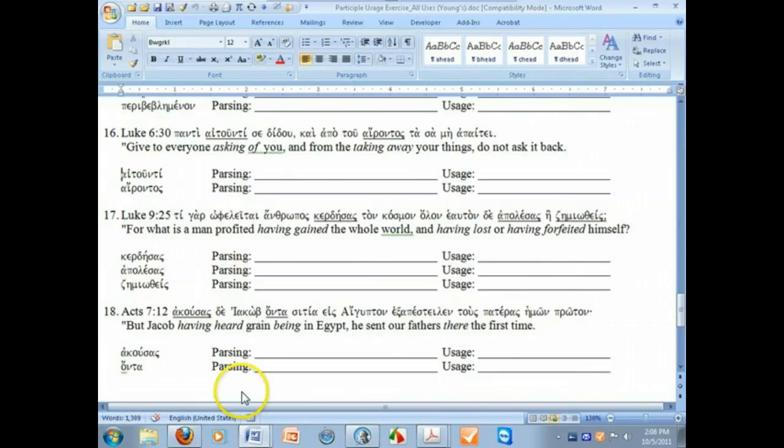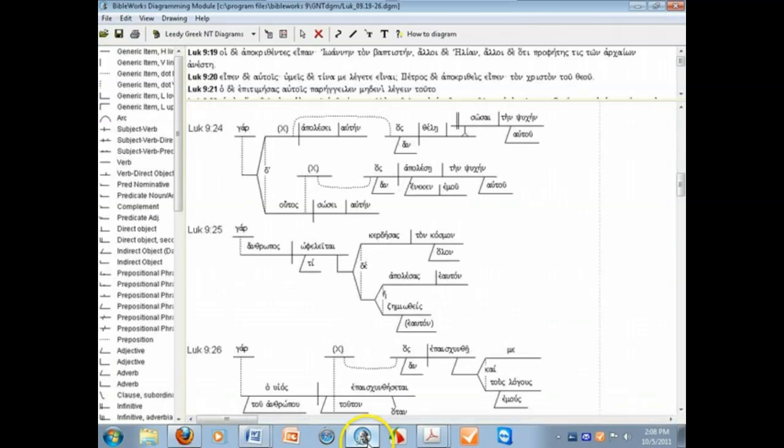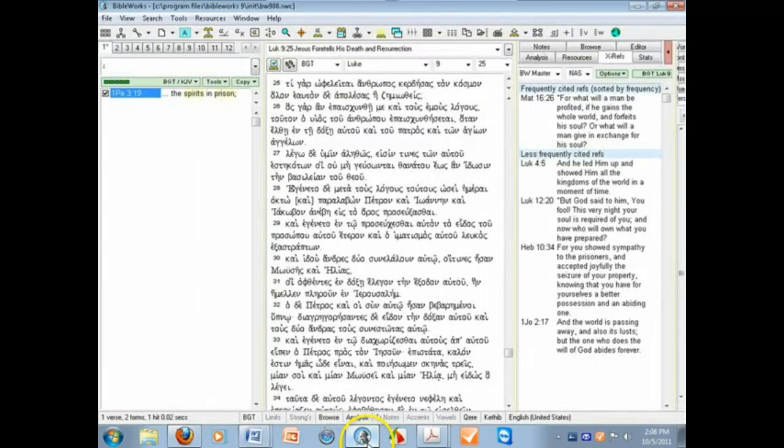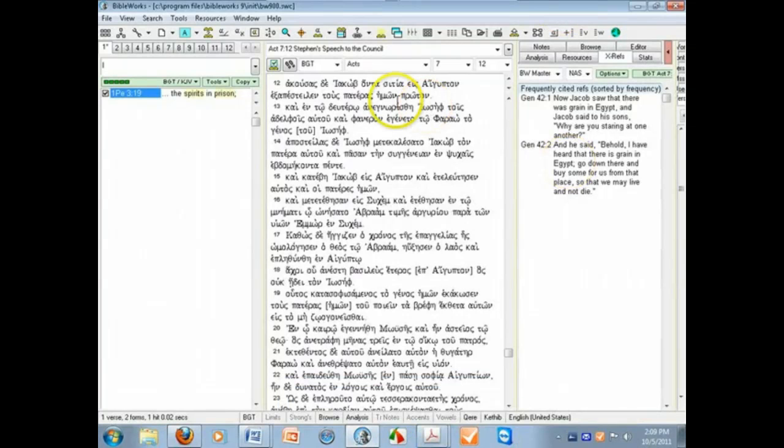Grain, bean? Well, Sitia is, I think, from Sition. Sition is the neuter singular, so Sitia has to be neuter plural. Let's find out if I'm right, so I'm not blowing bubbles here. The reference for that's Acts 7:12. Sition, ta, grain. So this is neuter accusative plural.